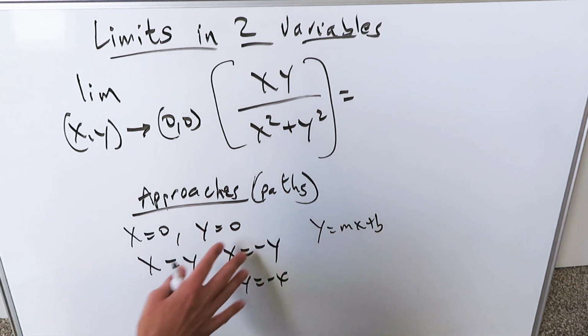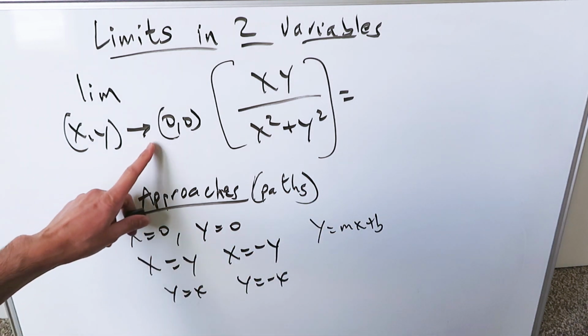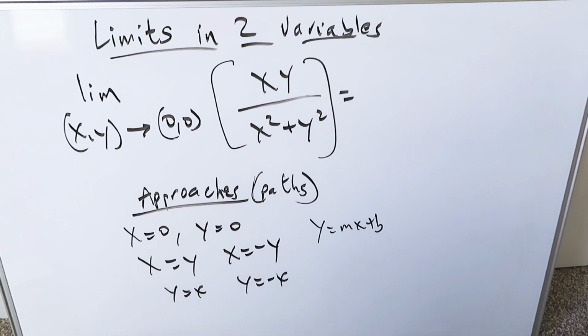If you're getting different results from these different paths, then you have a limit which is undefined, meaning the limit does not exist. How do we utilize these paths or approaches?